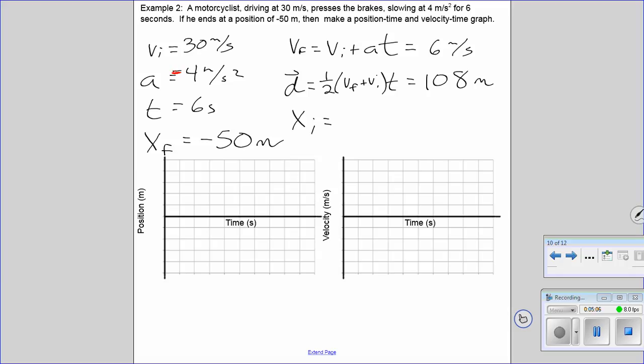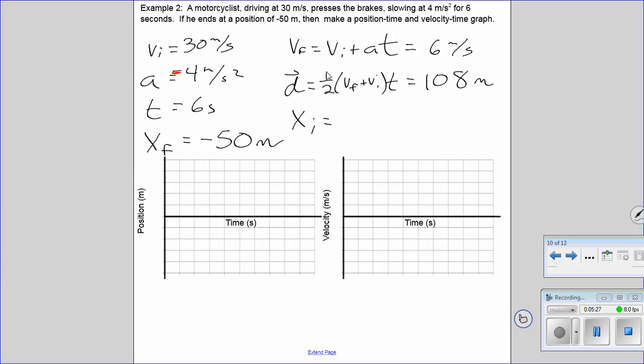All right. So is everybody good with that? It's literally just plug and chug, right? I know my VI, I know my VF, I know my time. Plug in your numbers. All right. And then finally, we got to find our starting position. So let's see. We ended at a position of negative 50.